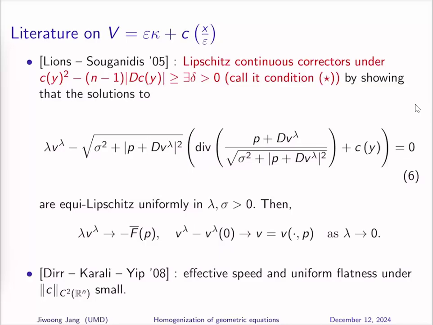And there is another small oscillation condition on the forcing term, proved by Dirr, Karali and Yip. The paper proves the existence of the effective speed and the uniform flatness behavior of pulsating waves under this small condition, that the C2 norm of the forcing term must be small. If it is small enough, it can change its sign. If its C2 norm is small enough, then we have the effective speed and the uniform flatness behavior.